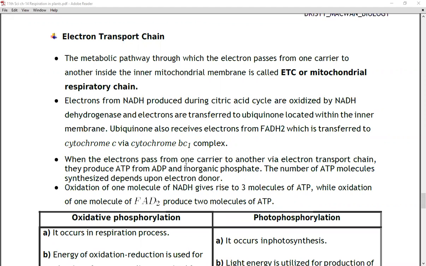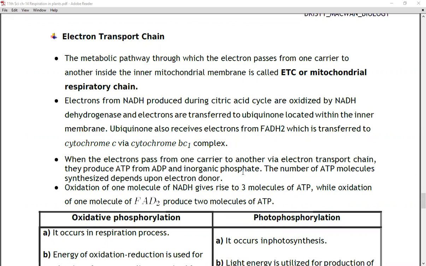Now, when the electrons pass from one carrier to another via the electron transport chain, ATP is produced from ADP and inorganic phosphate. When the carriers are transferring the electrons from one carrier to the next, at that moment the ATP energy is produced, right? From ADP, that is adenosine diphosphate, ATP is formed, which is known as adenosine triphosphate. ADP plus the inorganic phosphate, they both combine to form one ATP.